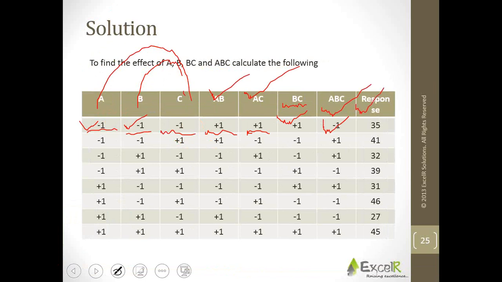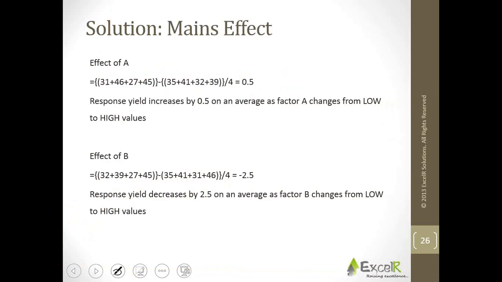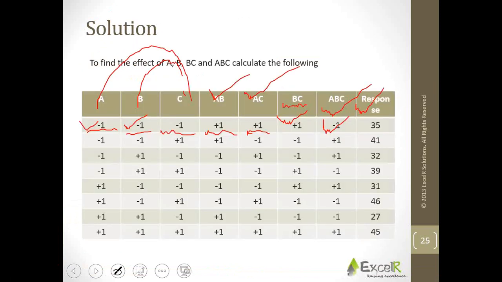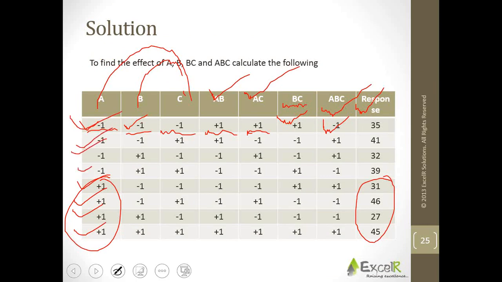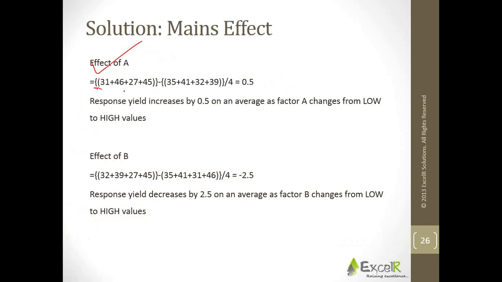And the response is already provided. So let us calculate each one. Effect of A. How do you calculate the effect of A? You see the corresponding numbers. All the plus ones, you sum up those values and then you subtract from them all the minus ones. So add all these values, subtract the other values, and divide it by 4. That is a formula that we have already seen.